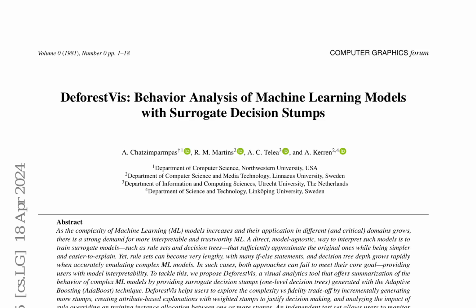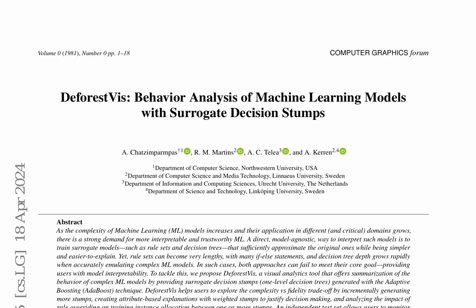Through several case studies involving real-world datasets and various machine learning models, including random forests and gradient boosting machines, the authors demonstrate the effectiveness of DeforestVis. By providing a unified framework for understanding and interpreting complex models, DeforestVis contributes to the growing field of explainable AI and machine learning, enabling researchers and practitioners to gain deeper insights into their model's behavior and make more informed decisions.